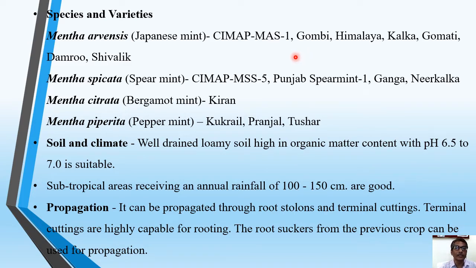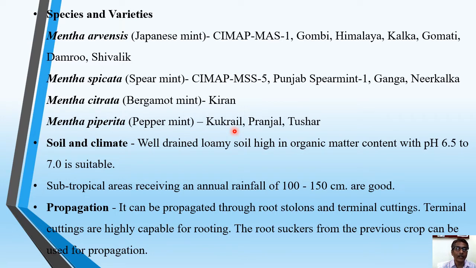The second species, that is Mentha spicata, commonly known as spearmint. Again, certain varieties like Punjab Spearmint 1, Ganga, and Neerkalka. The third species, that is Mentha citrata, commonly known as bergamot mint, and one of the varieties is Kiran. The fourth species, that is Mentha piperita, commonly known as peppermint, and Prajwal and Tushar are some of the popular varieties of Mentha piperita.